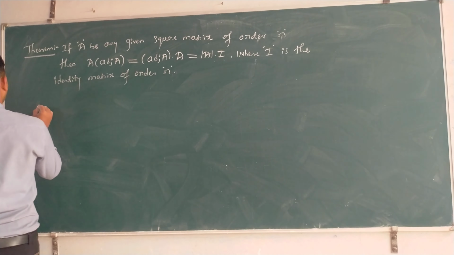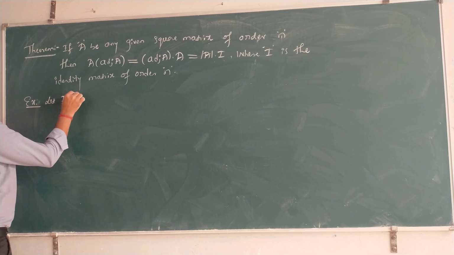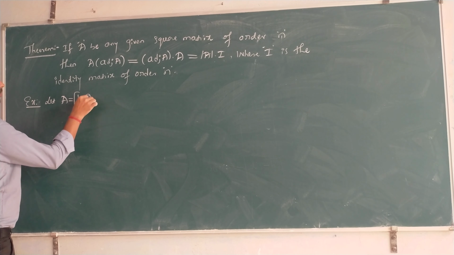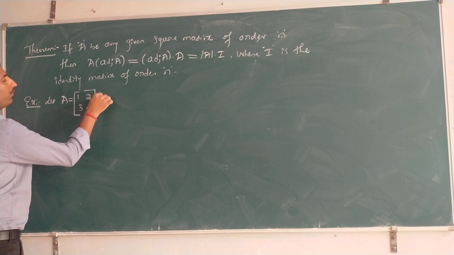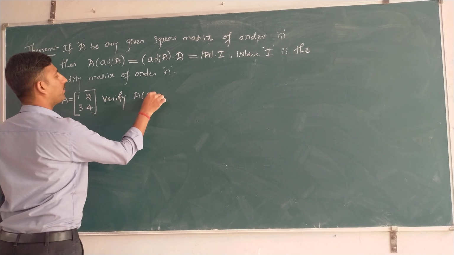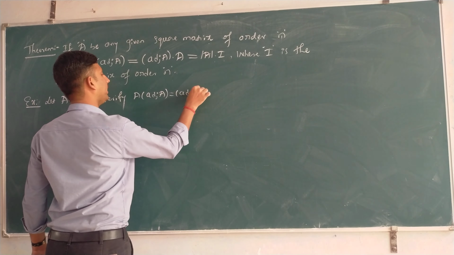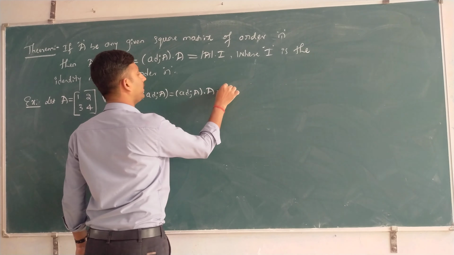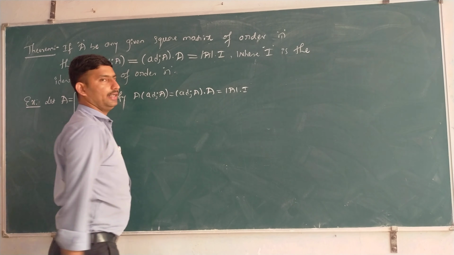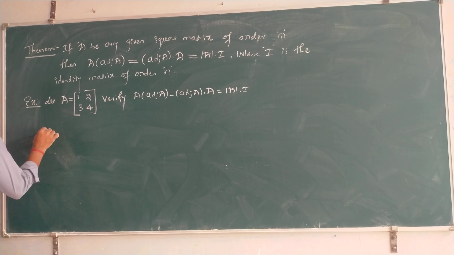Solution. Example: let A is equal to 1, 2, 3, 4. Verify A into adjoint of A is equal to adjoint of A into A, which is equal to determinant of A into I. First one, adjoint of capital A.